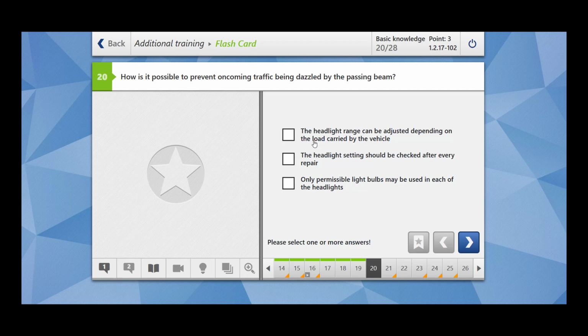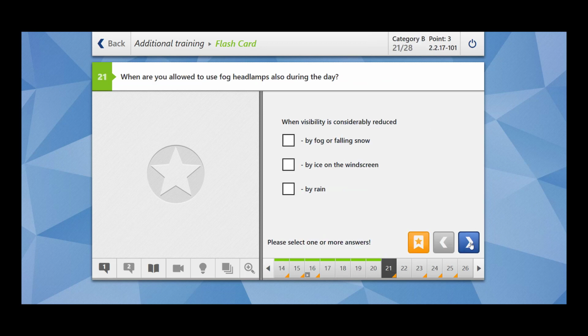How is it possible to prevent oncoming traffic being dazzled by the passing beam? The headlight range can be adjusted depending upon the load carried by the vehicle. This is correct. For example, if there is a trailer attached to your vehicle, then you can attach an extra lighting system so that your vehicle is visible to other road users. The headlight setting should be checked after every repair. Exactly. Only permissible light bulbs may be used in each of the headlights. This is also correct. All these measures can prevent dazzling effects.